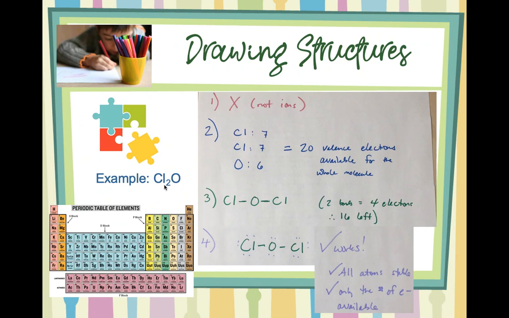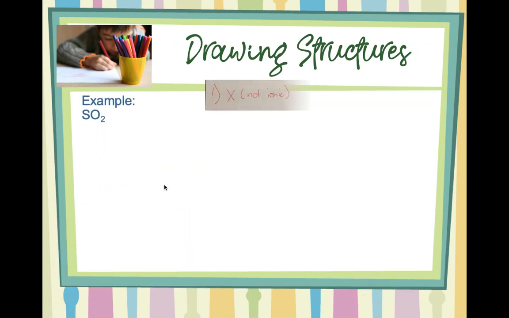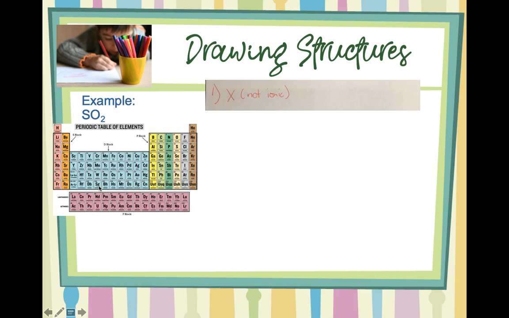All right, let's try another example. How about this one, SO2? Once again, it's not ionic, so I'm going to skip that step. How do I know it's not ionic? Nonmetal and nonmetal, or look up the electronegativity values. They're pretty close together, so neither nucleus is strong enough to actually take electrons away.